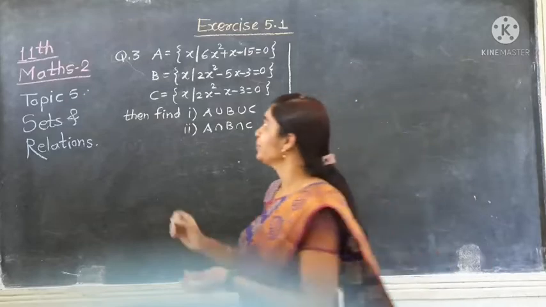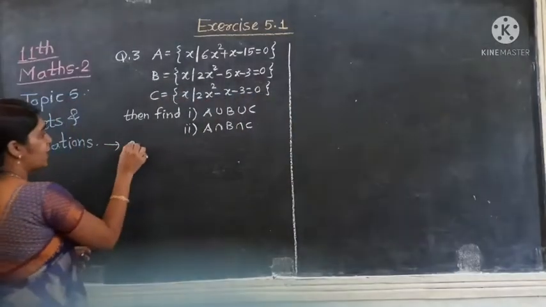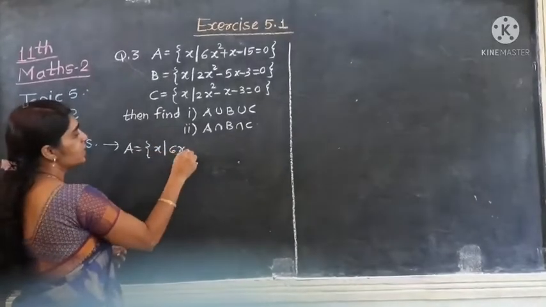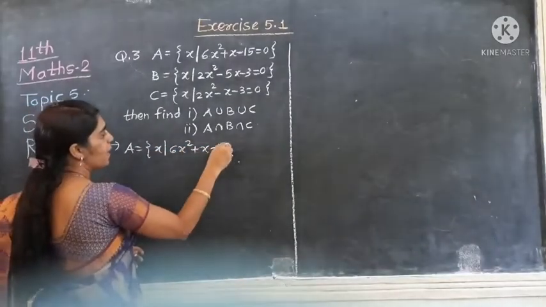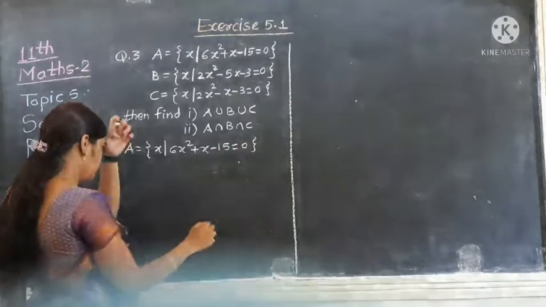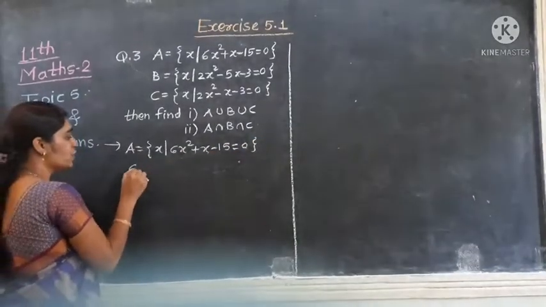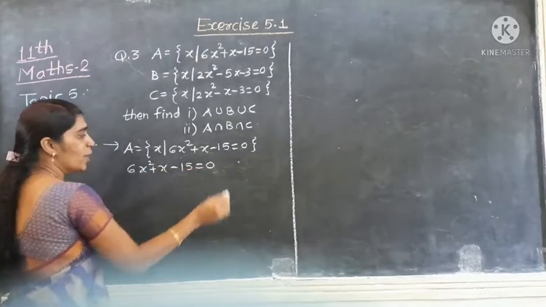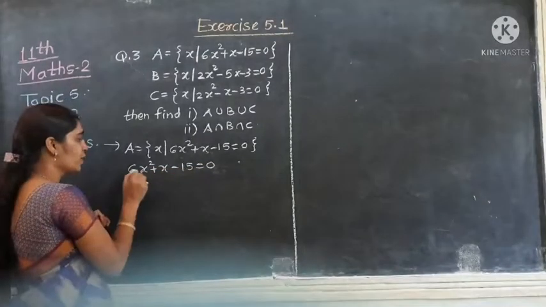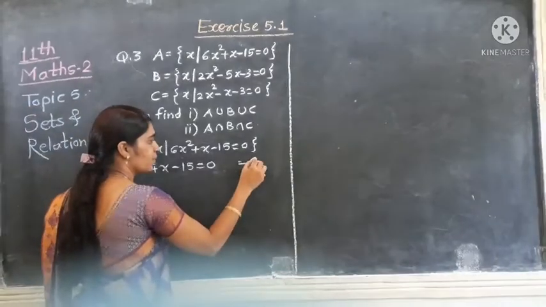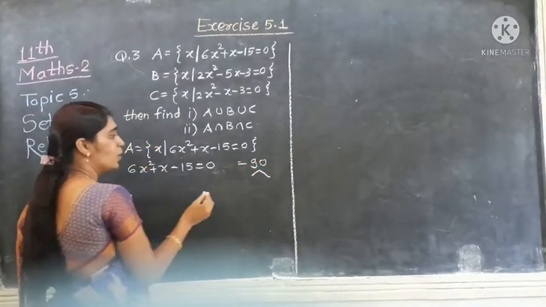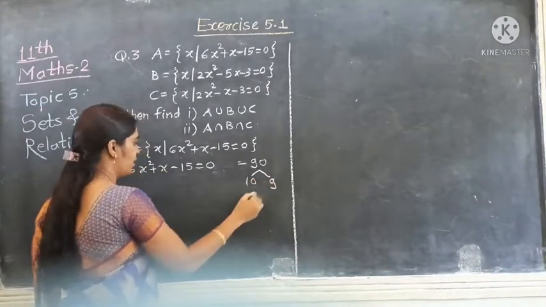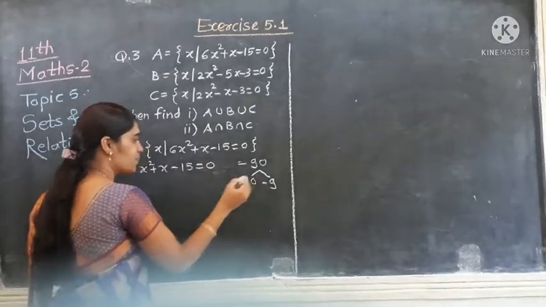Okay, so let's start. First, you find the set A. A is the set of all x such that 6x square plus x minus 15 is equal to 0. You write this. This is a quadratic equation. You know how to find the factors of this quadratic equation. You had already learned it in the 10th standard. 15 times 6 is 90. What are the factors of 90? Their subtraction becomes 1. 10 and 9. Minus means opposite sign, plus minus.